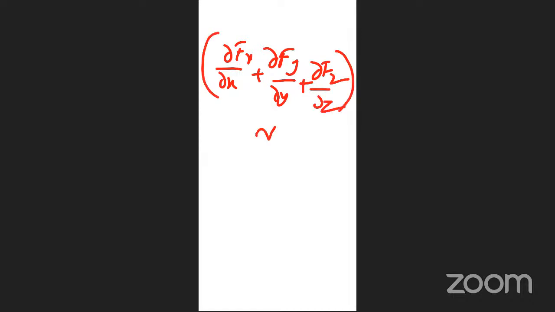(∂Fx/∂x + ∂Fy/∂y + ∂Fz/∂z) dx dy dz. This is the total flux. So what is the value?